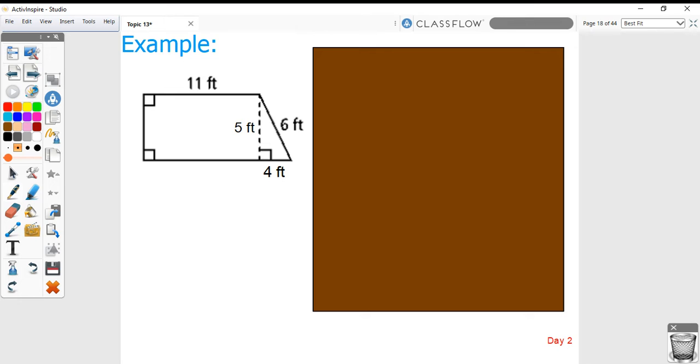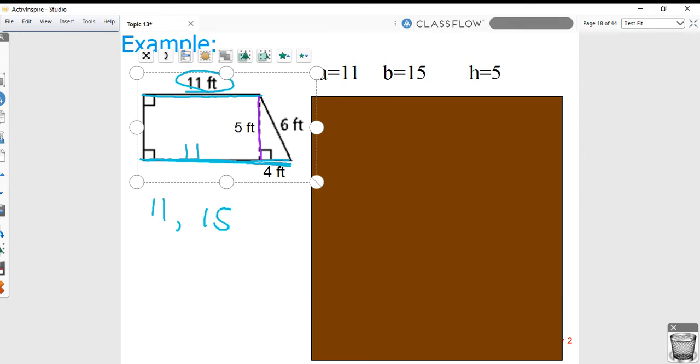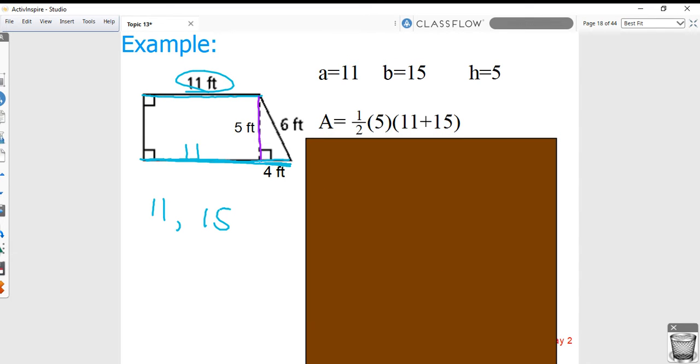This next one tells us some information right off the bat. First off, one of our bases up here is 11 feet. We can also see that our height, in purple, is 5. So here's the question: what is going on with our other base? This piece down here is 4. This piece over here is going to match the top, so that piece is 11. That means our two bases are 11 and 15. When we plug all that in, 11 and 15 are your bases, and your height is the 5 given there in the middle.